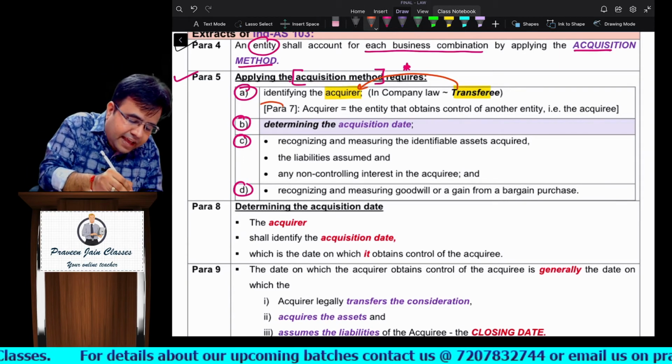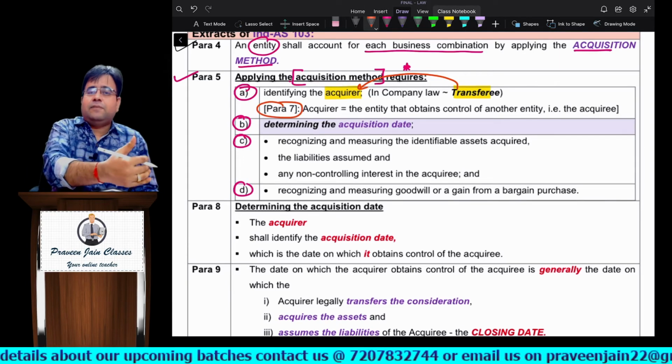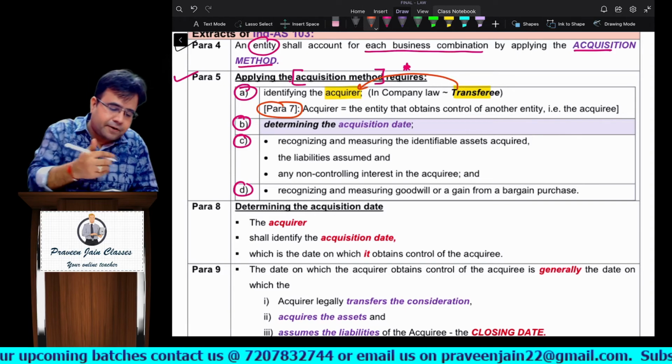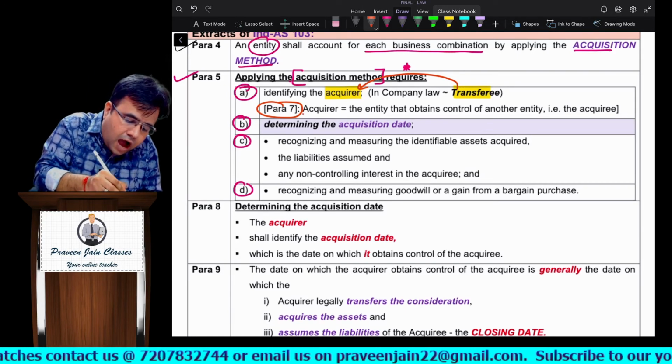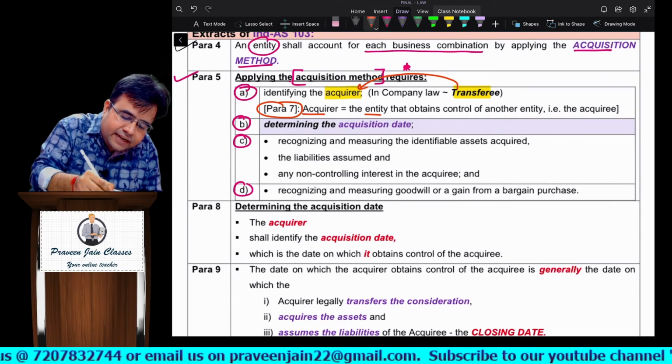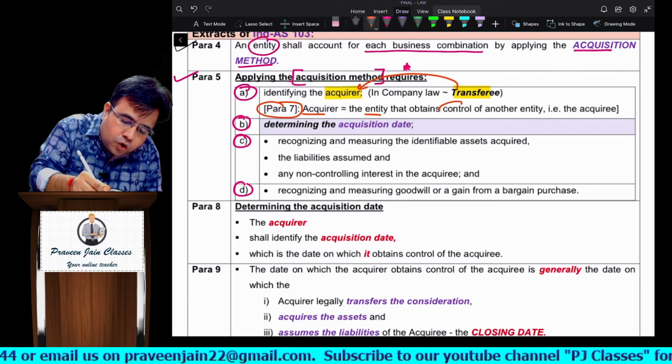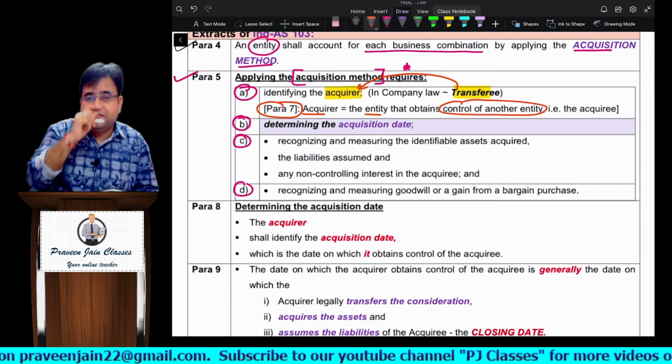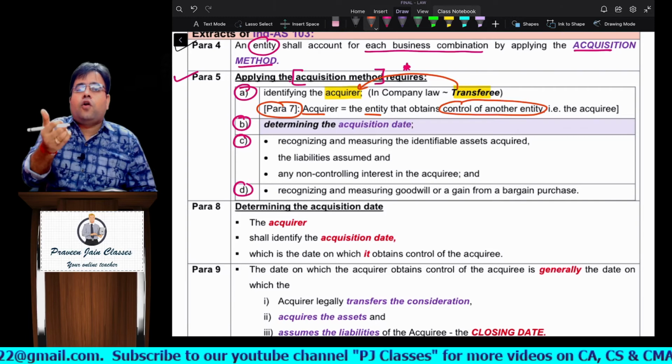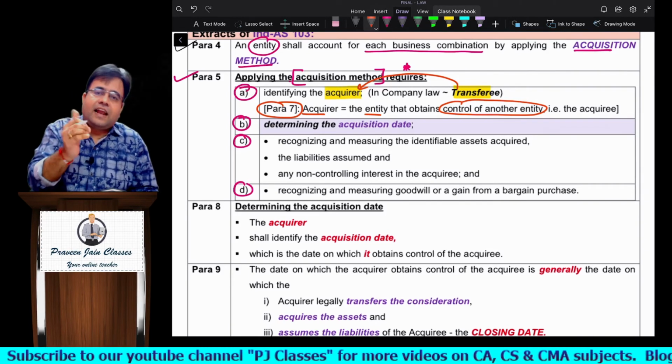Now from where did I get this clarity? In the same standard, when I referred to para number 7, that gave me the clarity. Acquirer means the entity that obtains control of another entity. So who will acquire the control of another entity? Obviously the transferee company.